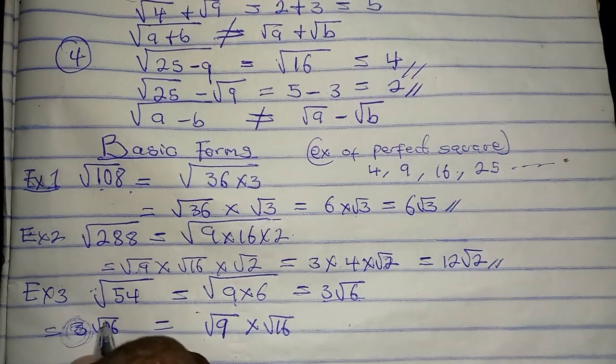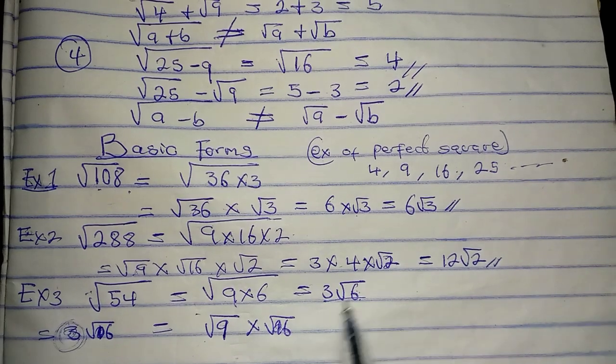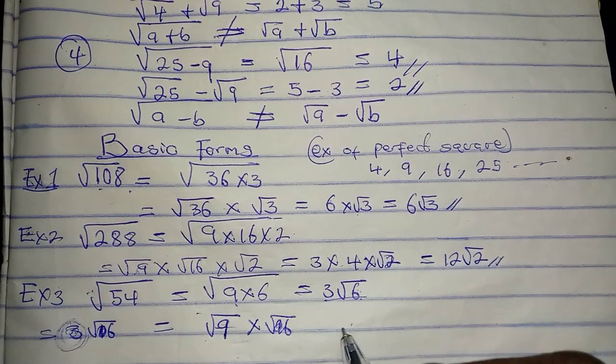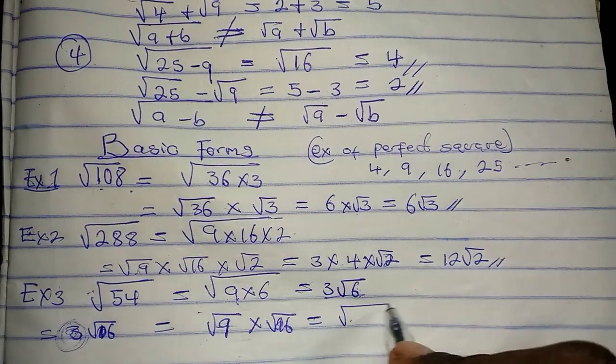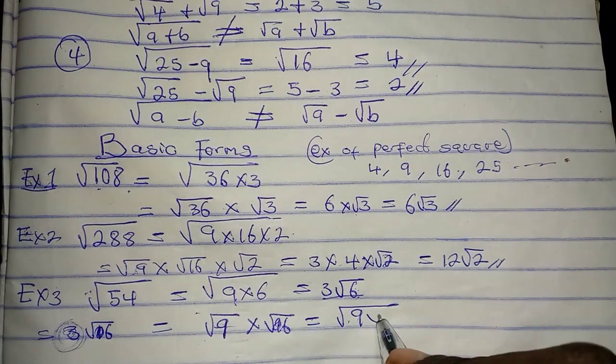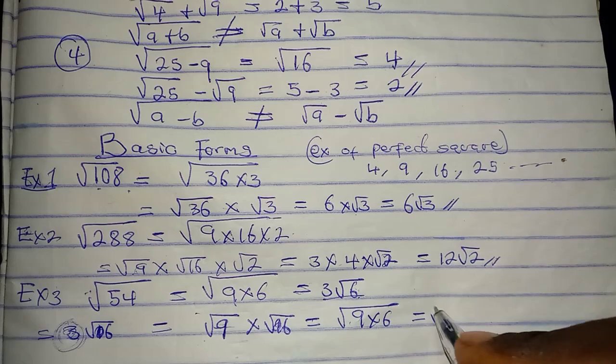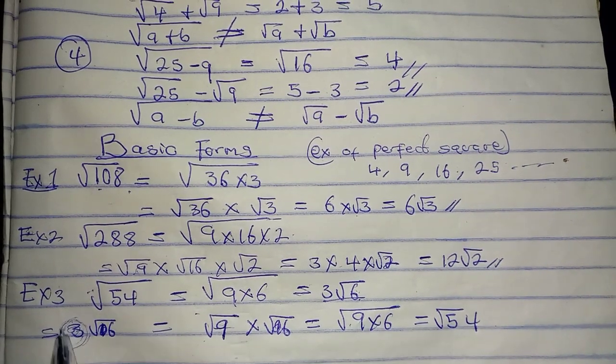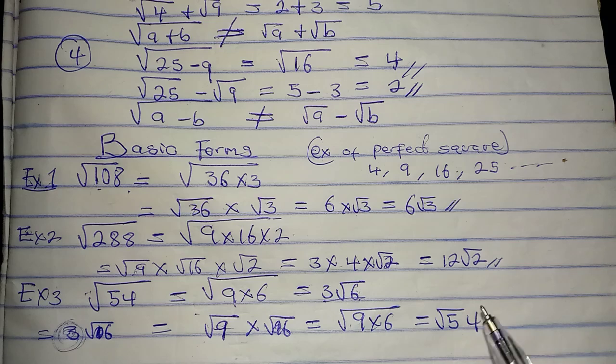This is what we want to reverse. So root 9 times root 6. And don't forget the rule of multiplication, which I just taught. You can bring it together and multiply it. 9 times 6, which is equal to root 54. Don't forget root 9 is going to give us 3. It's very simple to reverse.